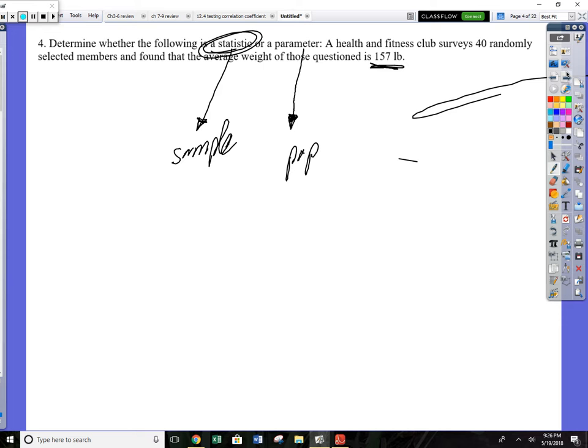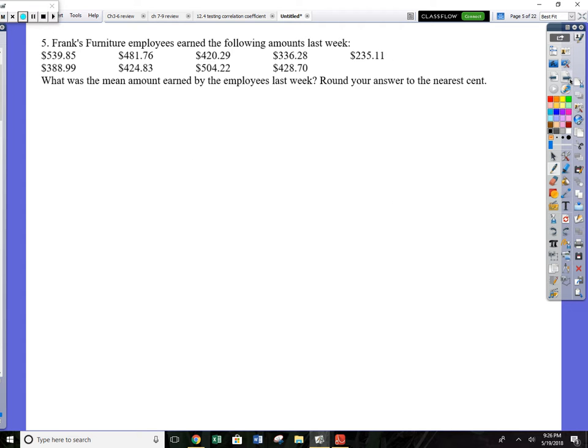Okay. Number 5. Dun, dun, dun. Just about a quarter of the way done. Frank's Furniture employees earned the following amounts last week. What was the mean?